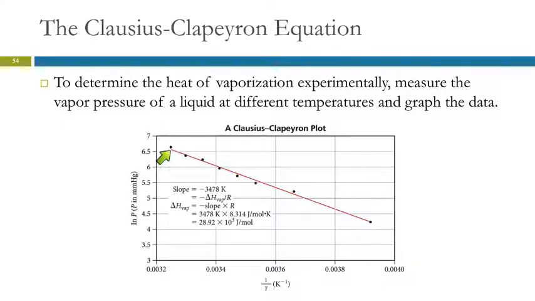So this is real data. It doesn't all fall exactly on the line, but we use linear regression and we get the line. So you can get the slope of the line. The slope is equal to negative delta H over R. So that means that delta H is equal to negative slope times R. We want to use the value of R, 8.314 joules per mole Kelvin, because that causes the units to work out correctly, and we end up with heat of vaporization in joules per mole.